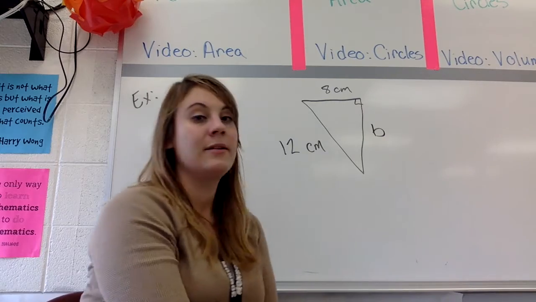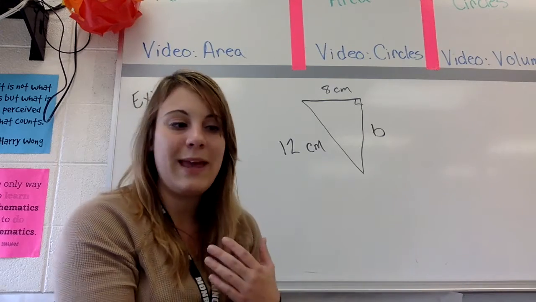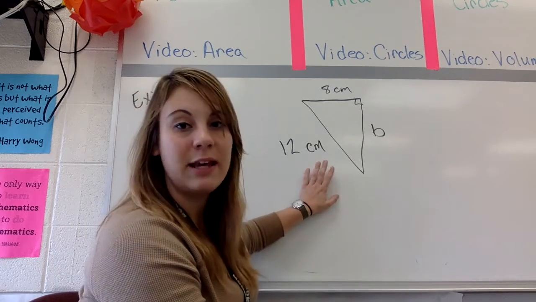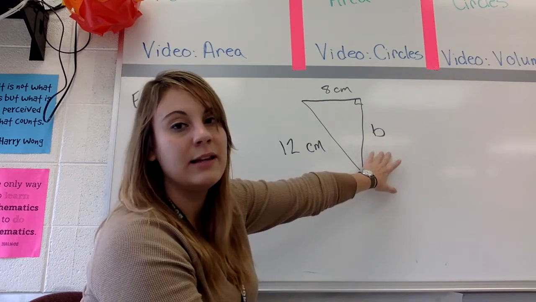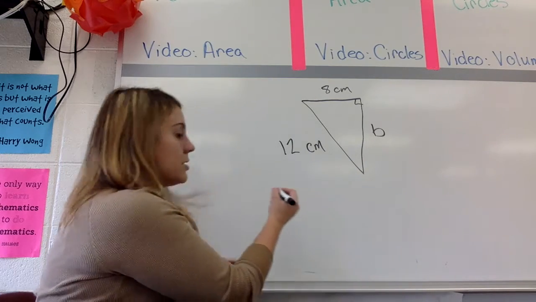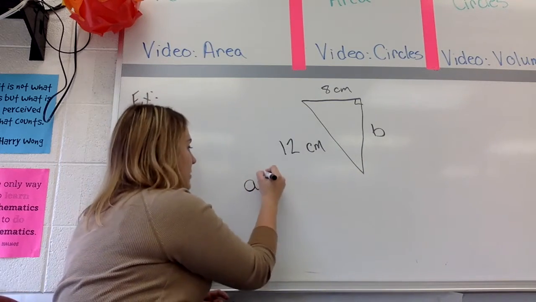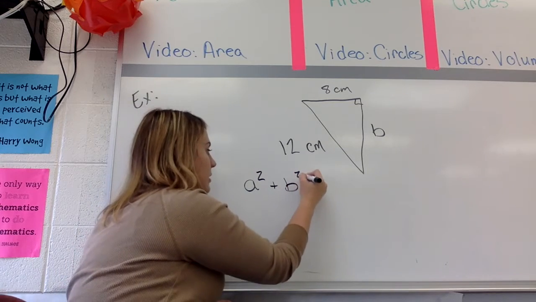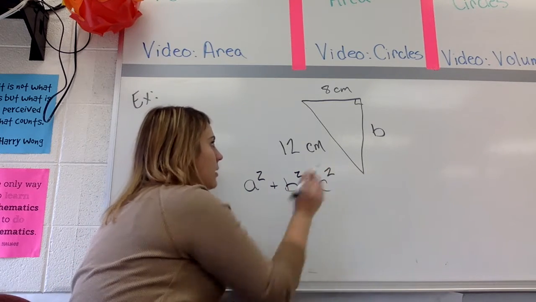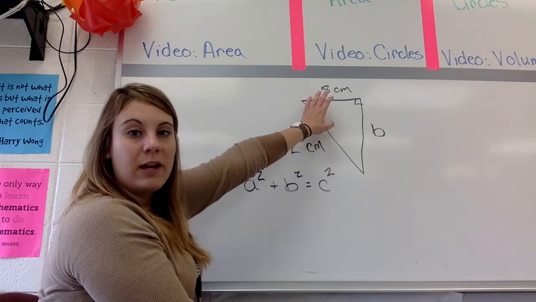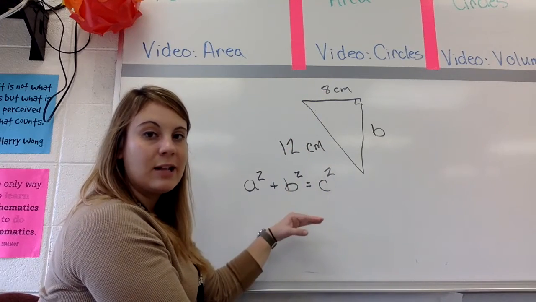and our missing side is actually one of our legs, right, which I'm going to label as B. Our hypotenuse is always our C value, and so we want our missing leg to be our B value. So again, we're going to use that formula, A squared plus B squared equals C squared.